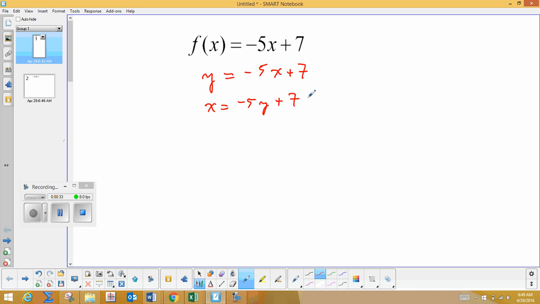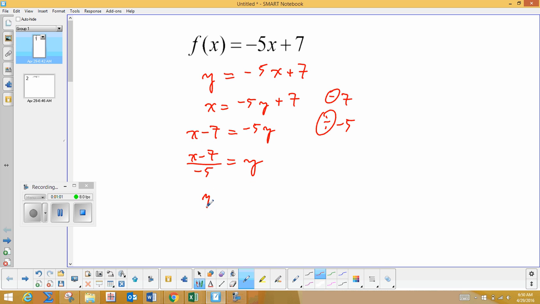And now all we need to do is solve for y. So we need to isolate y. So the first thing we need to do is subtract 7 from both sides. So we have x minus 7 equals negative 5y. And then here we need to divide by negative 5. So we get x minus 7 over negative 5 equals y. And we've done it. So now we just rearrange things a little bit.